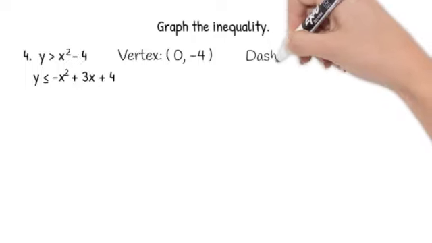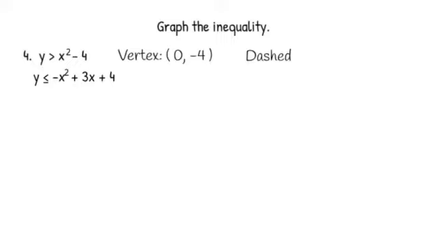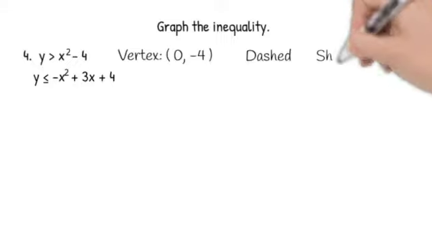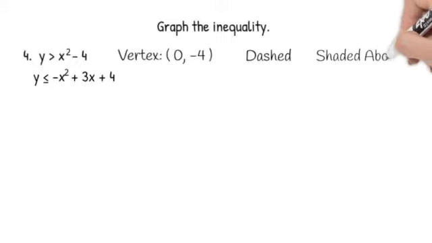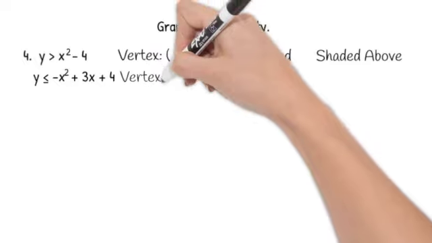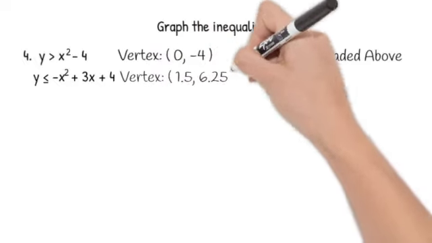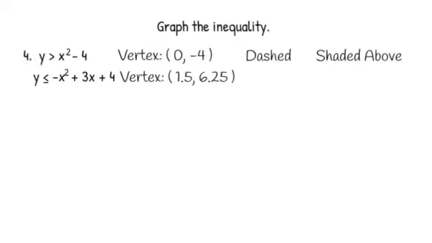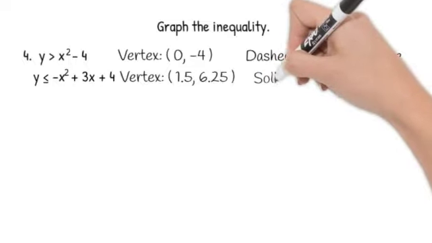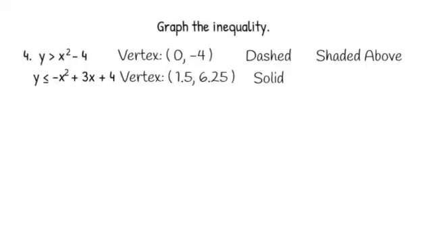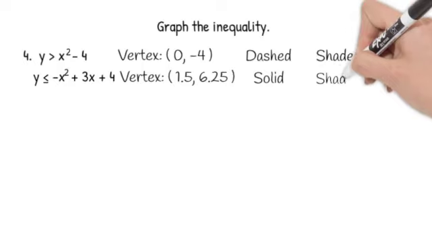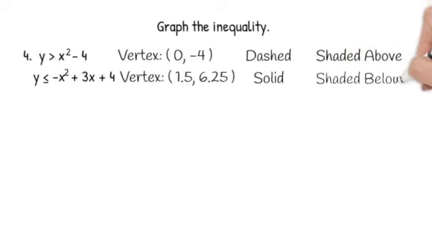Now it's y is greater than, it's not equal to, so it's dashed, and it's greater than, so it's shaded above. The vertex of the second equation gives me a decimal, 1.5, comma 6.25. It's less than or equal to, so it is solid because it can equal. And it's less than, so it's shaded below. And you can get problems where they're both shaded the same direction.